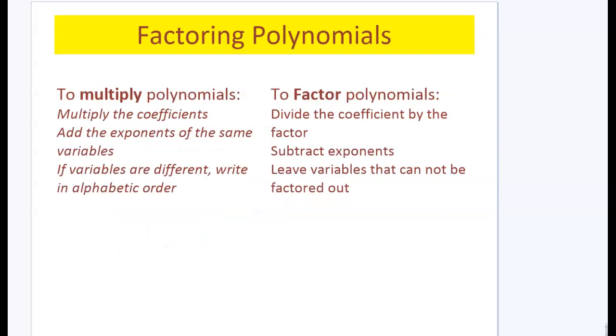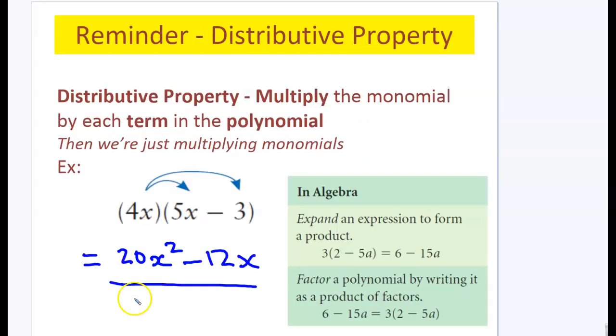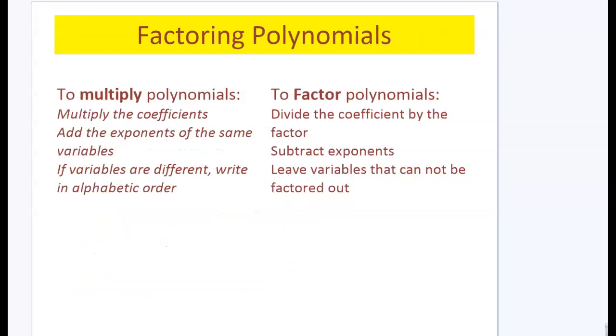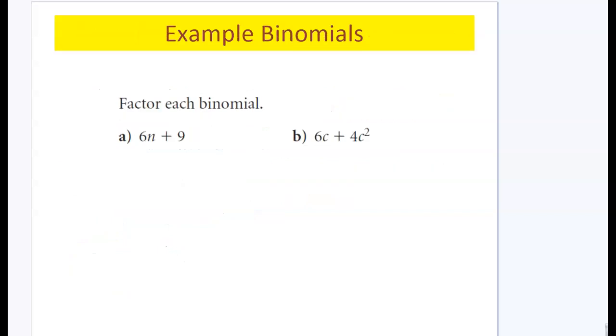Now, factoring polynomials means that we are breaking down a polynomial into its factors. So it's the reverse operation. It would be going from something like 20x squared minus 12x into something like that. That's what it means when we factor. So let's take a look at the following. We want to factor each binomial.